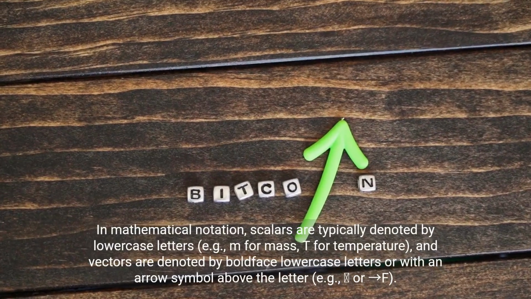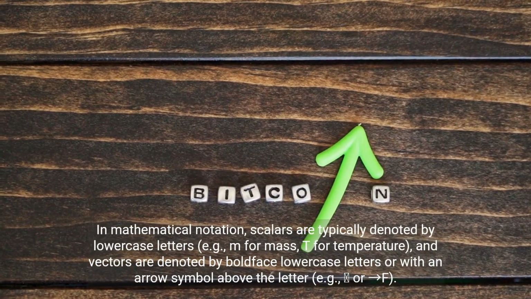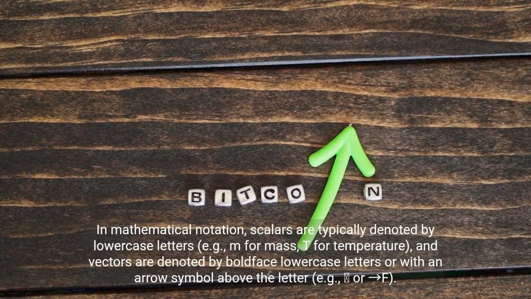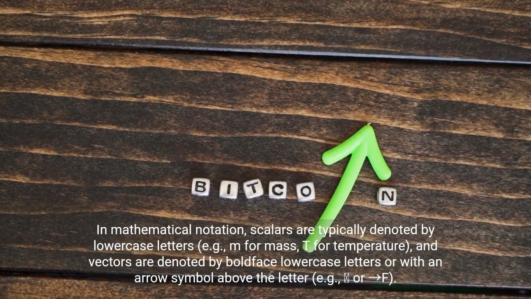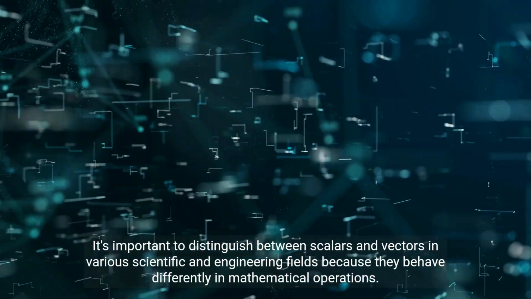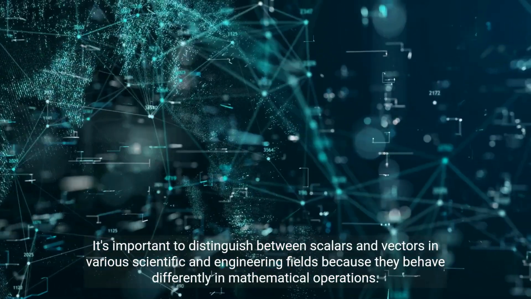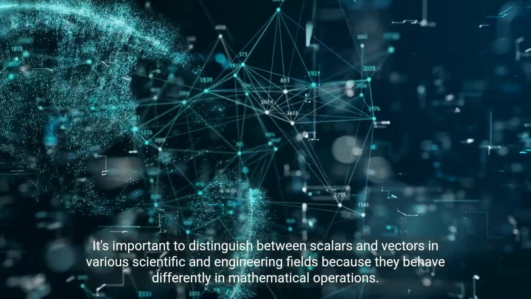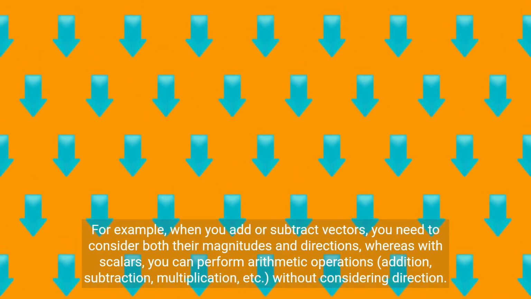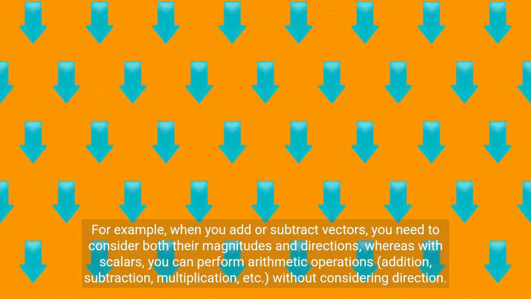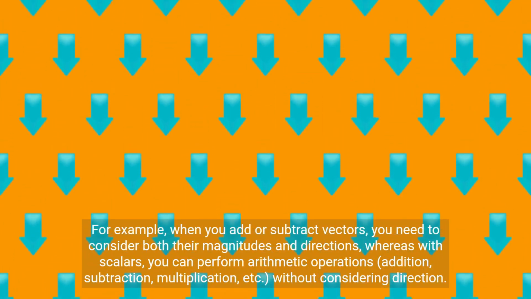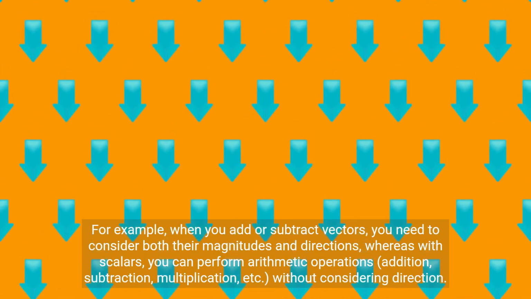In mathematical notation, scalars are typically denoted by lowercase letters, example, m for mass, t for temperature, and vectors are denoted by boldface lowercase letters or with an arrow symbol above the letter, example v or f. It's important to distinguish between scalars and vectors in various scientific and engineering fields because they behave differently in mathematical operations. For example, when you add or subtract vectors, you need to consider both their magnitudes and directions, whereas with scalars, you can perform arithmetic operations, addition, subtraction, multiplication, etc., without considering direction.